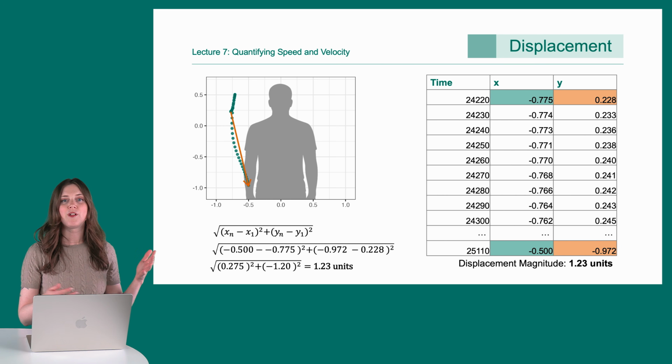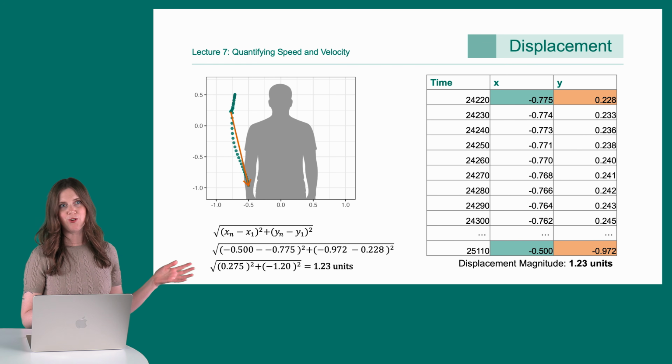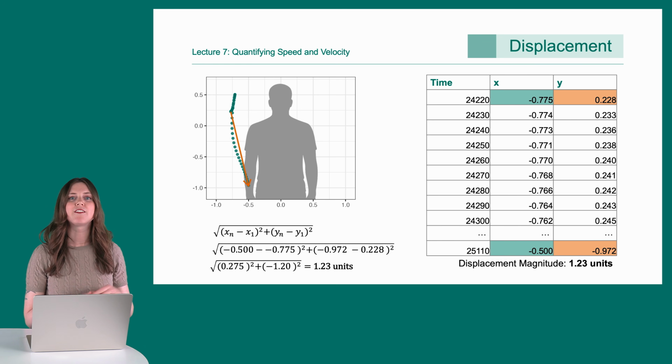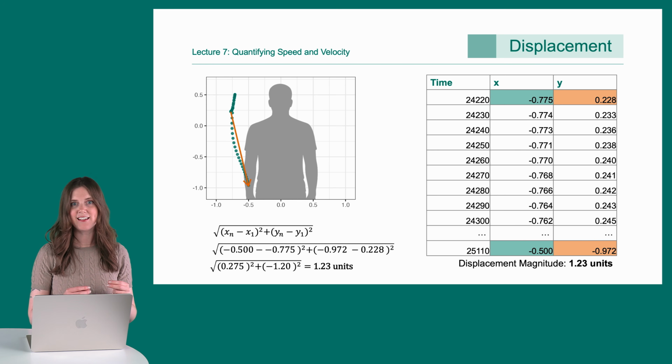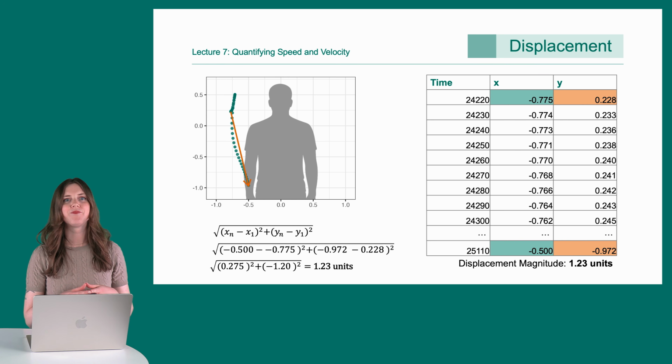Let's look at an example of displacement using the same gesture stroke. Displacement is the length of this orange arrow. In this case, we only care about the net change in position. So we take only the starting position and the end position. Looking at the change in position, we can see that the right wrist moved 0.275 units on the x-axis in the positive or left direction, and 1.2 units on the y-axis in the negative or downward direction.